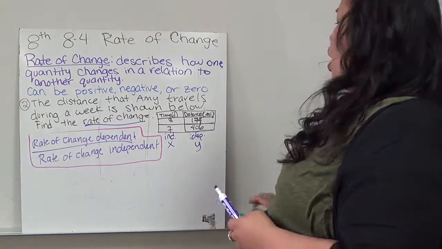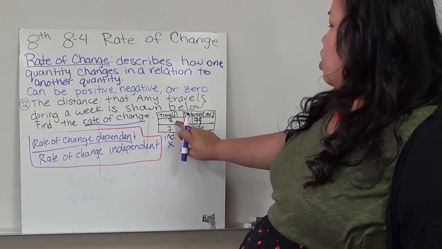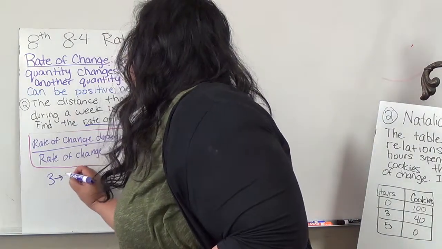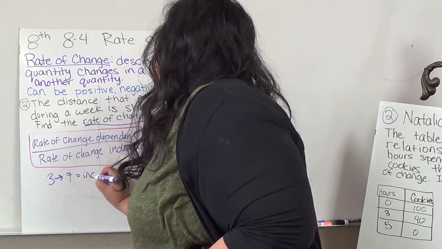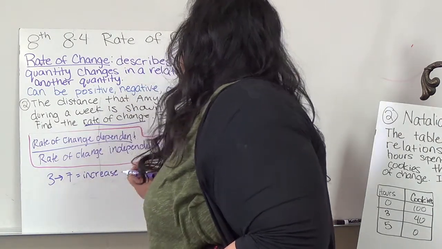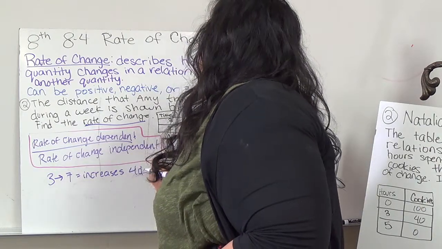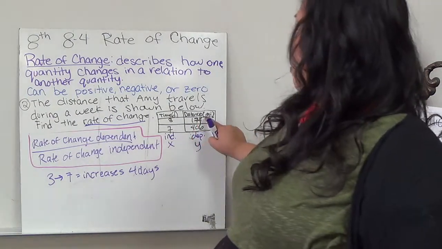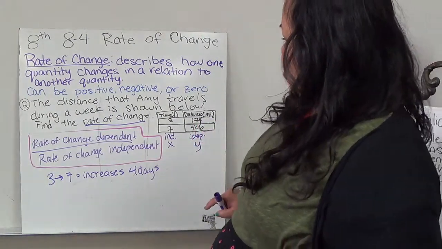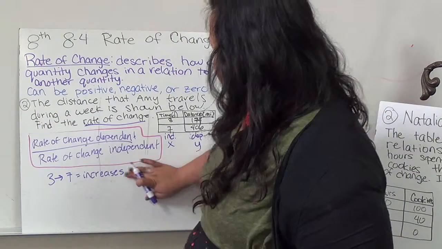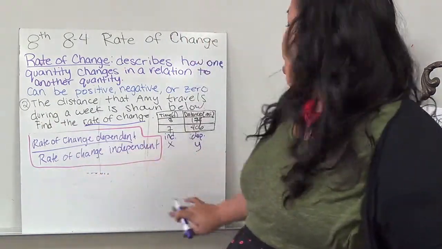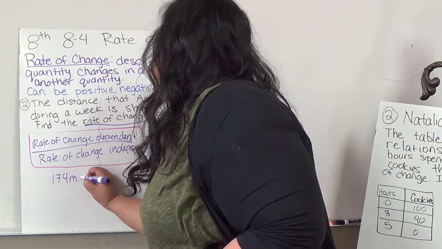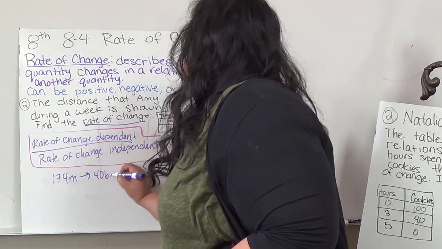So, let's focus on this. How much does 3 to 7 change? Well, if I'm going to go from 3 to 7, it increases 4 days. Right? And then for miles, the dependent, sorry, we're going to start with miles. My apologies. So the dependent is I'm going from 174 miles to 406 miles.